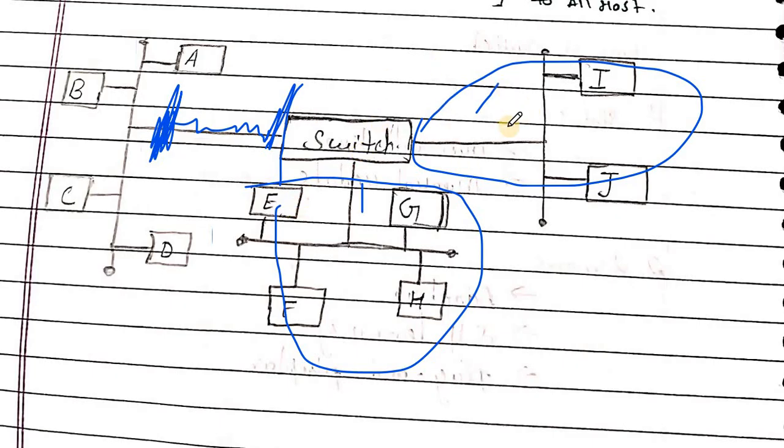The same thing happens if the collision happens in this network. The switch won't forward the collision signal into the other connected network. So it is a collision domain separator. The switch can also be a collision domain separator. It means if a collision happens in any one of the networks, it will not be forwarded to the other connected network.